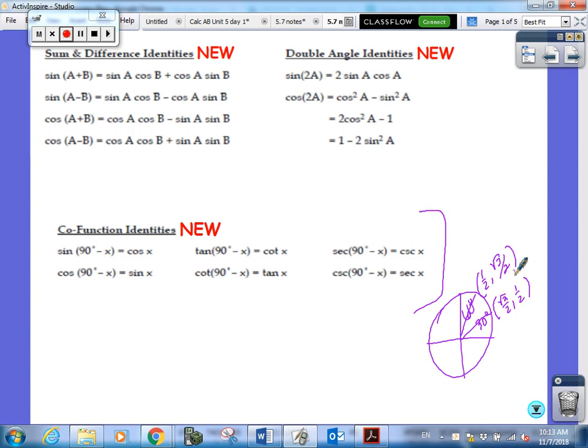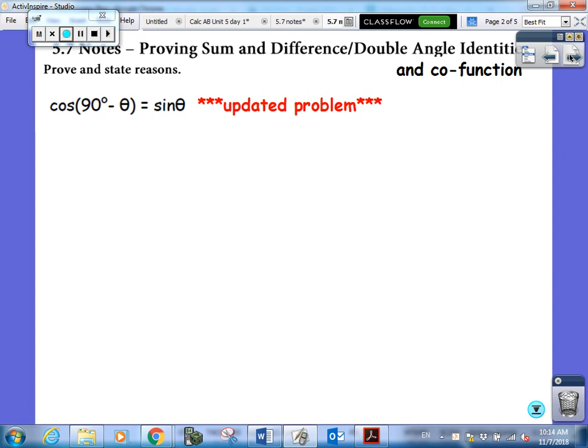It works exactly the same with the sum and difference. You just have to expand it, evaluate, combine like terms, multiply, and then you have your answer. So it's just a shortcut for when you have 90 minus x or pi over 2 minus x. It works because the cosine of 30 is equal to the sine of 60, and the sine of 30 is equal to the cosine of 60. That's why that works.